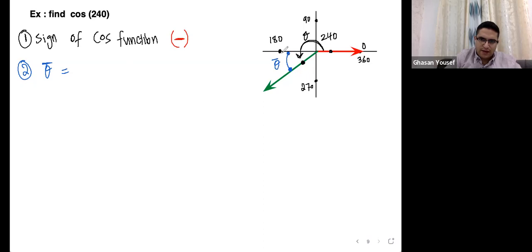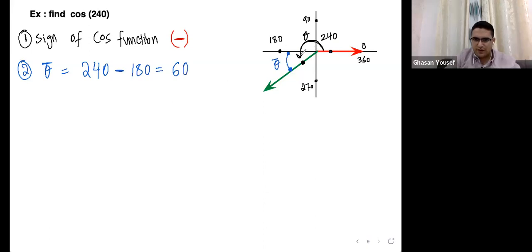This angle is between 180 and 240. So it's supposed to be what? 240 minus 180. What does that equal? 60. So the angle is 60, exactly. So this reference angle is 60 degrees.